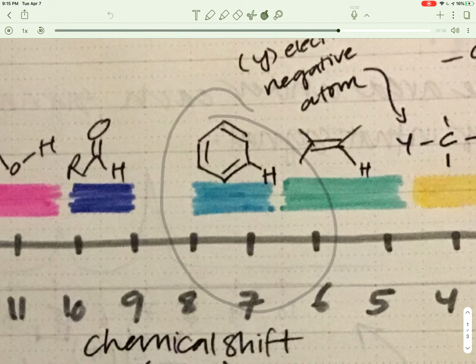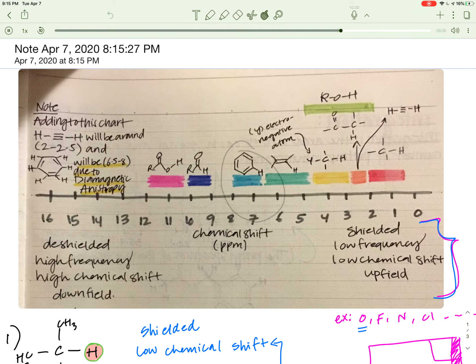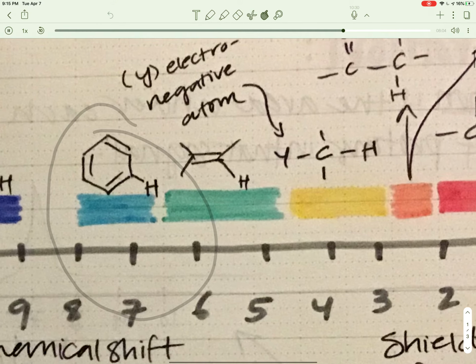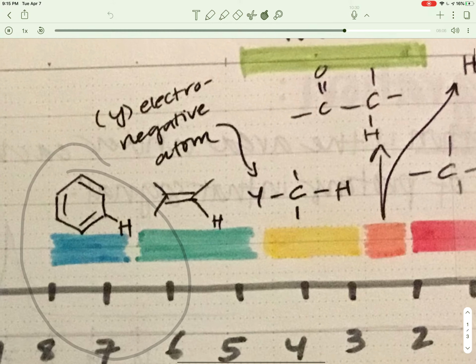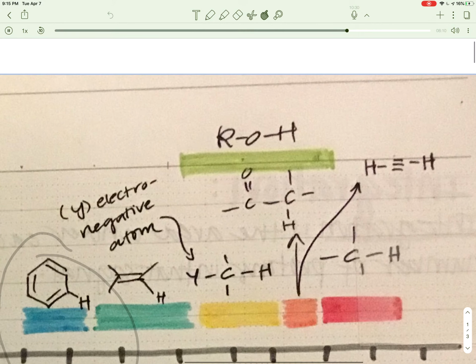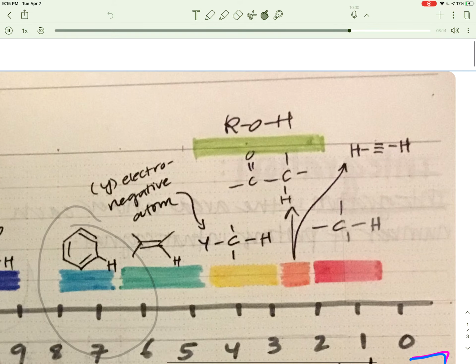That's why this chart is very helpful, because all the examples I gave you are somewhere on this chart. For example, hydrogen on a double bond is right here. That's the range for it. A hydrogen near an electronegative atom is right here. That's a hydrogen that is right next to an oxygen. If you notice, the hydrogen on an oxygen has a really large range.